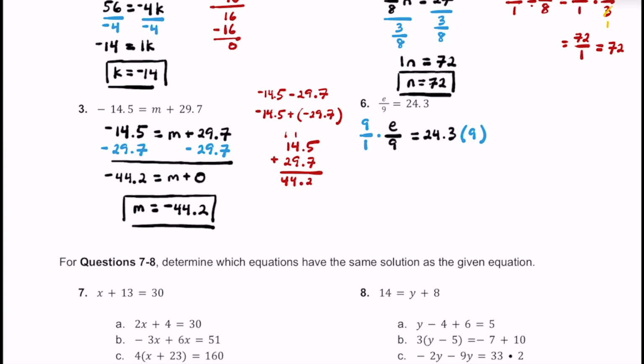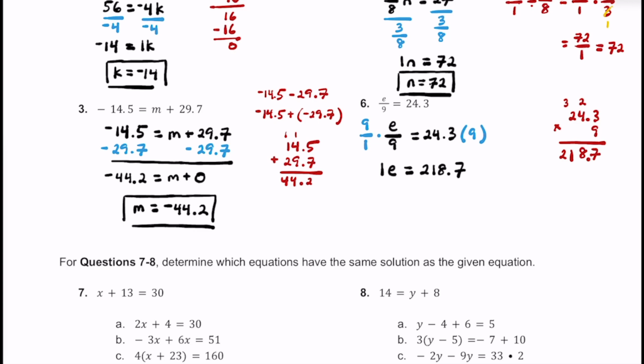All right, now if we go ahead and do that, when we multiply fractions, remember we can cross cancel. So 9 over 9 just becomes 1. So on the left side, we're going to have 1e is equal to. And on the right side, we just have to multiply this 24.3 by 9. Okay, so 24.3 multiplied by 9, well, 9 times 3 is 27, carry the 2. 9 times 4 is 36, plus 2 is 38, carry the 3. 9 times 2 is 18, plus 3 is going to be 21. So it looks like we're going to have 218.7.